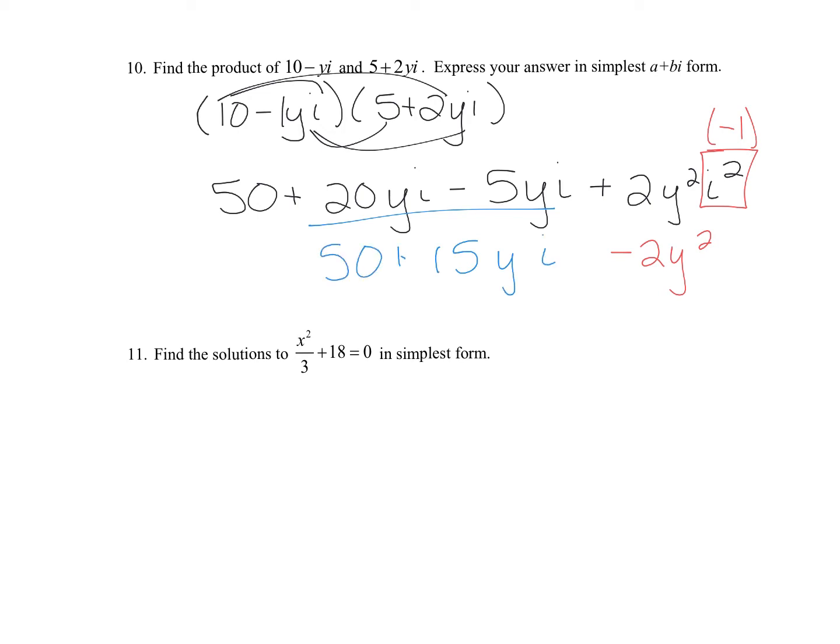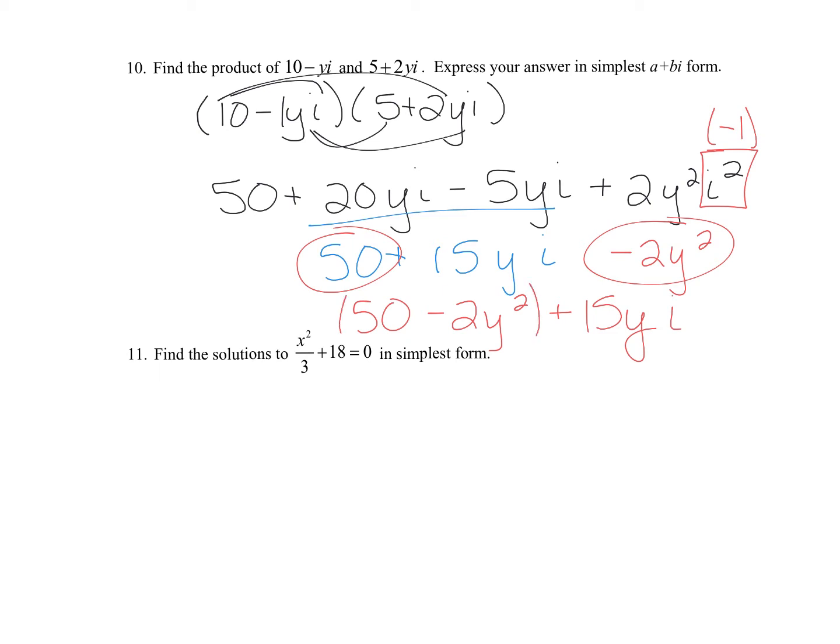So in terms of writing this in a plus bi form, these are the real parts. They have no imaginary numbers left, so they go first. It's kind of like a 2-term a. And then 15y is my b and then my i. Okay. So this is acting as an a. You don't need parentheses around it, but you want to write the i term last.